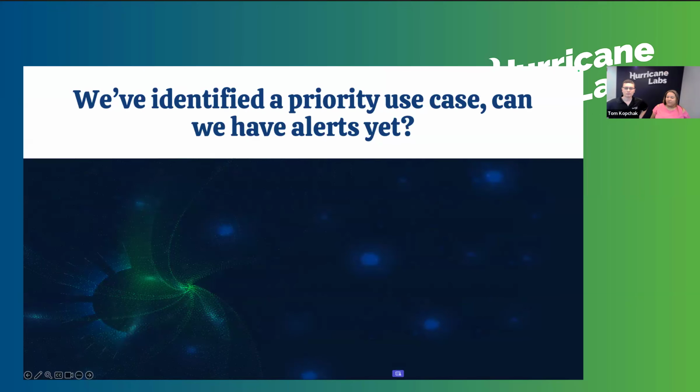All right, awesome. So you've identified a priority use case. Can we have alerts? This is what always happens. We want to have alerts right away. Well, soon you're going to have alerts. But before you can have those alerts, you need a couple of things first.